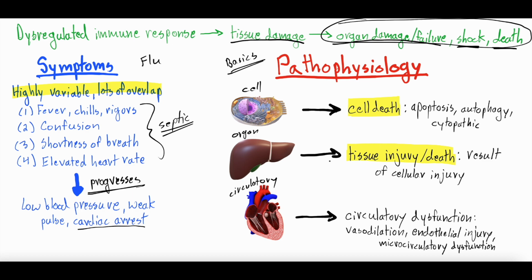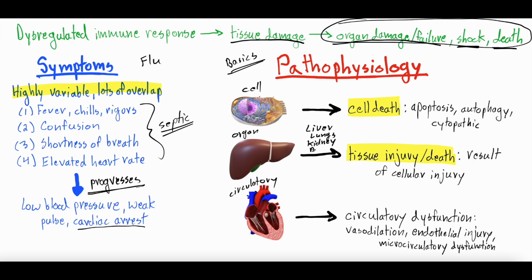And this can result in organ failure, right? It can affect our liver. It can affect our lungs. It can affect our kidneys. We see patients in the hospital with acute kidney injury from sepsis very frequently, or hypoxia, respiratory failure from sepsis, or liver injury, transaminitis from sepsis.